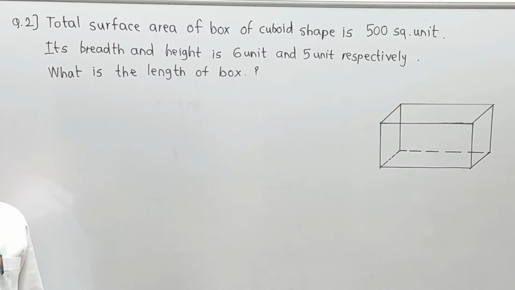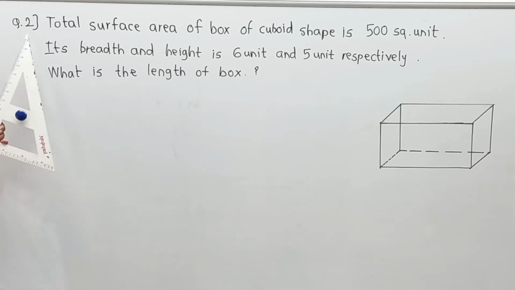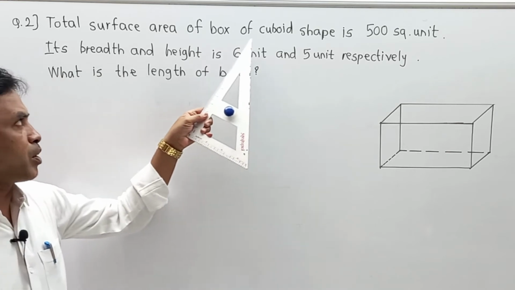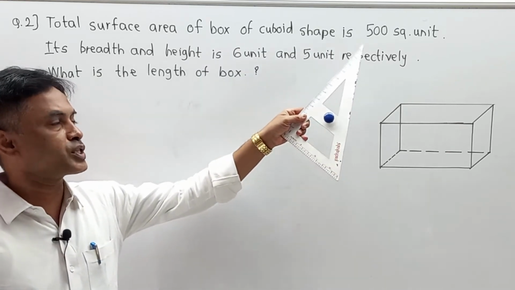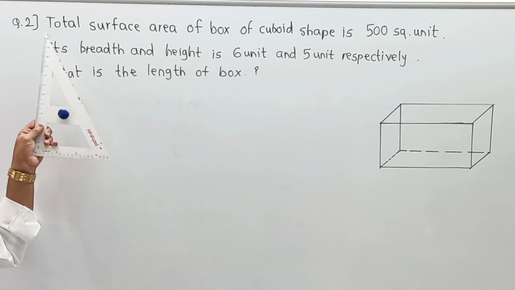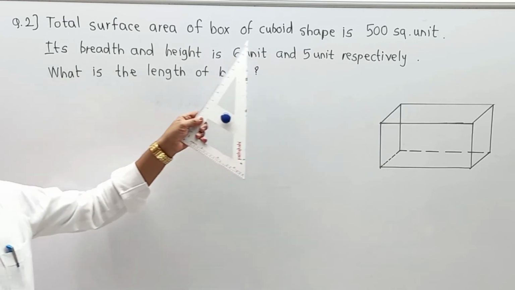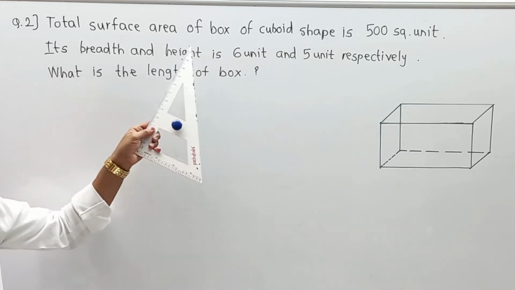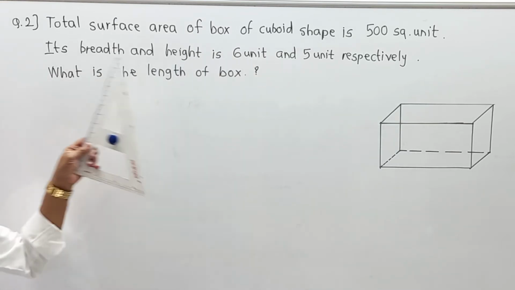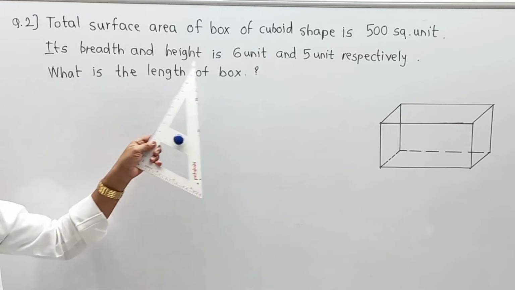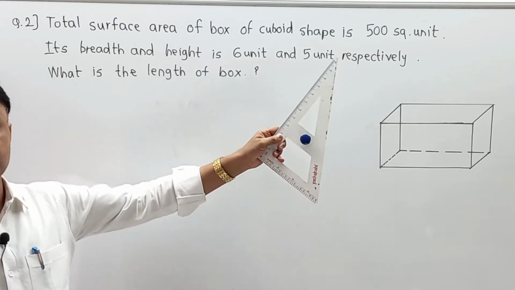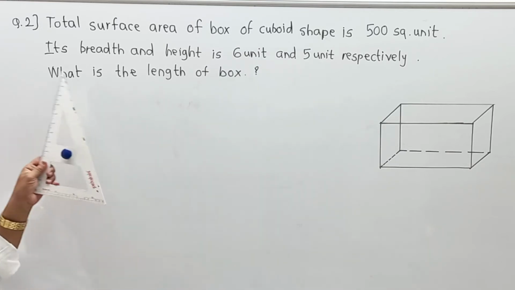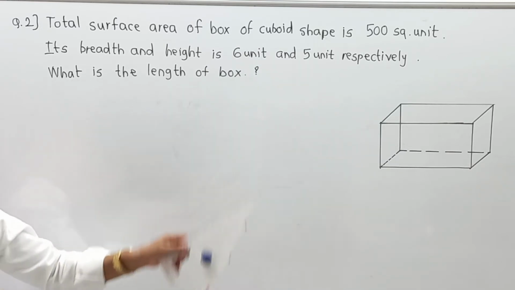Now moving to the second question, and the part is question number 2. Total surface area of a box of cuboid shape is 500 square unit. They have already given us total surface area, that is 500 square unit. Its breadth and height are 6 unit and 5 unit respectively. What is the length of the box?